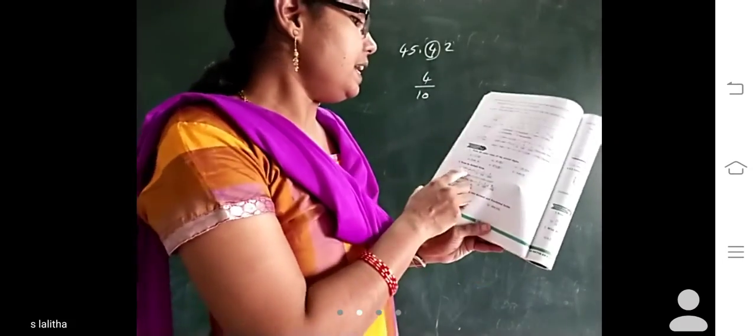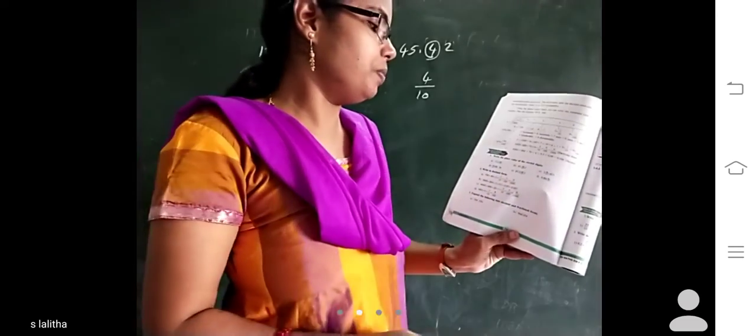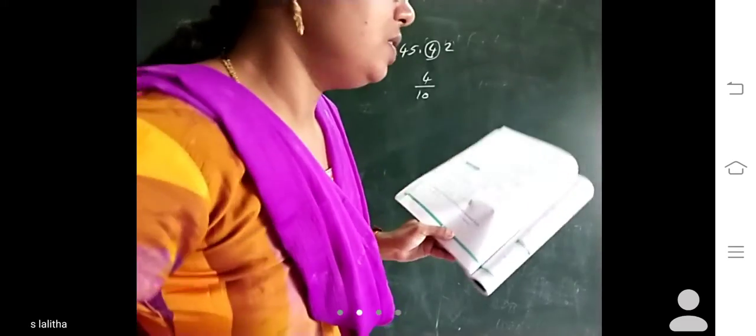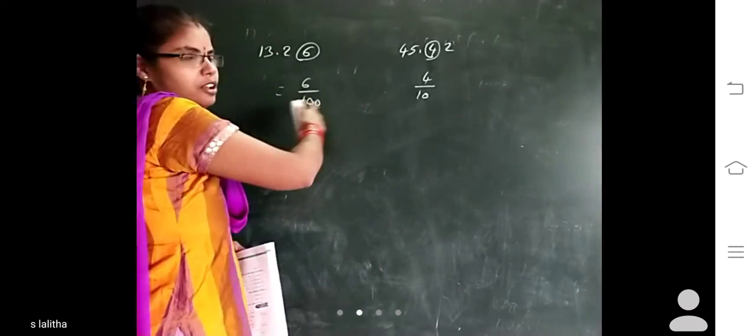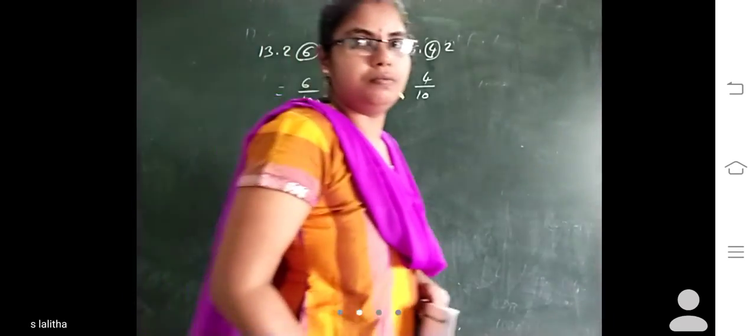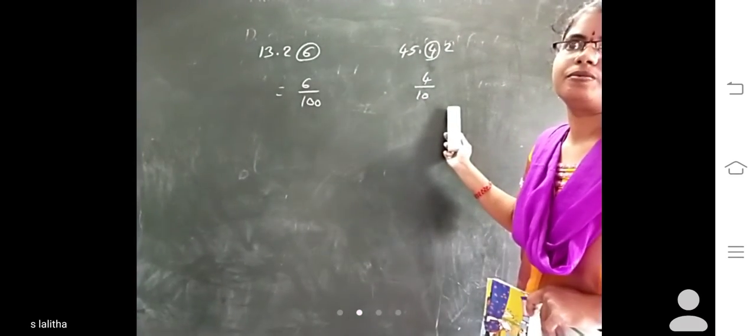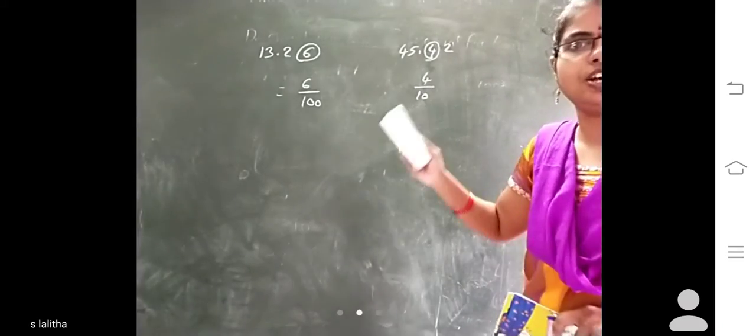Next, the second sum is write in decimal form. Here fractions are given. You have to write in decimal form. See how to write. Write these two sums in your rough book. Remaining sums do as homework.